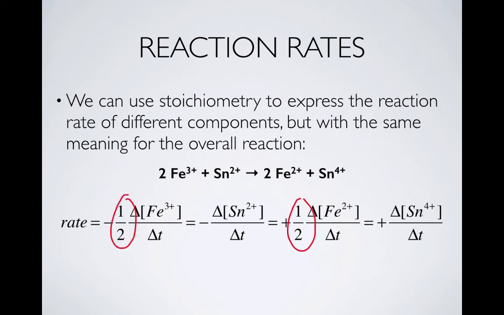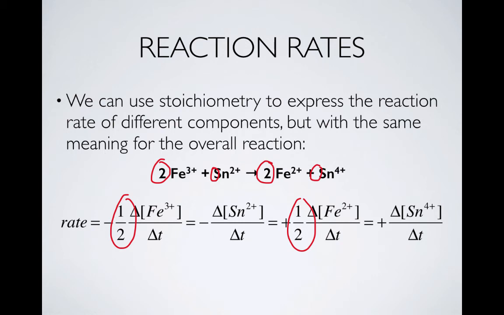So the first thing we're going to do is we notice that the iron here and the iron here both have a 1/2 coefficient in front of it. And that's because their coefficient in the balanced reaction is a 2. And we see that the tin has no coefficient in front of it because its coefficient in the balanced reaction is a 1. So we use the reciprocal of the coefficient from the balanced reaction as a coefficient in front of the rate change.